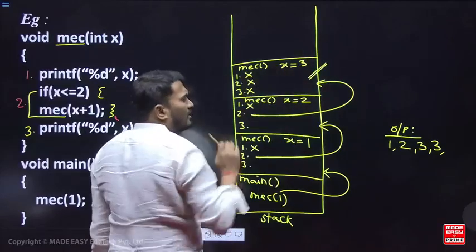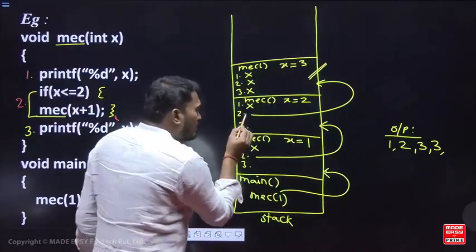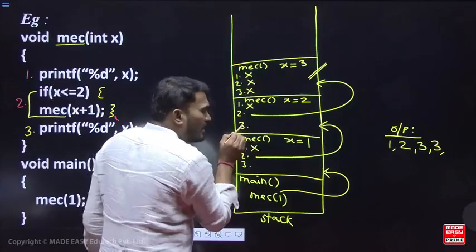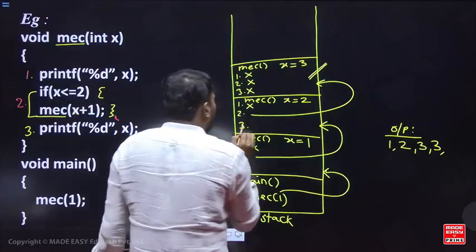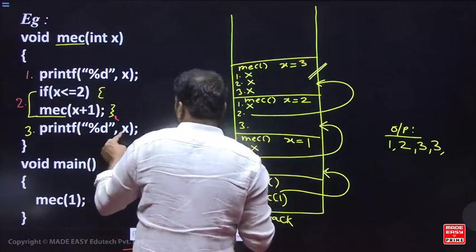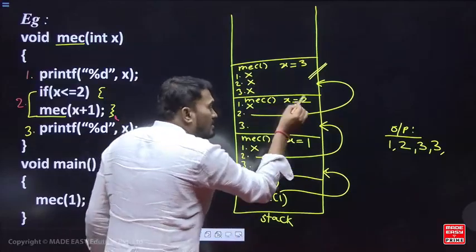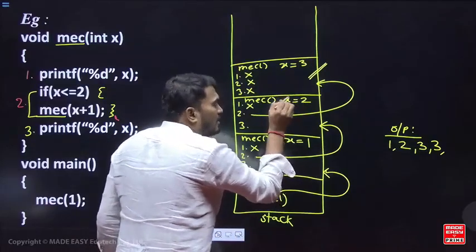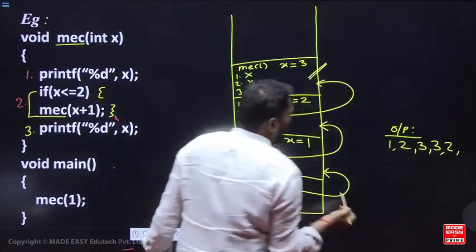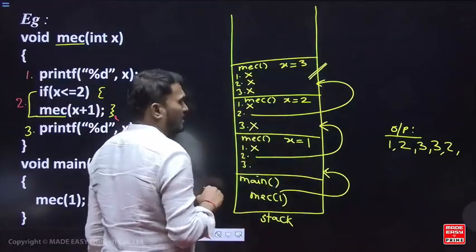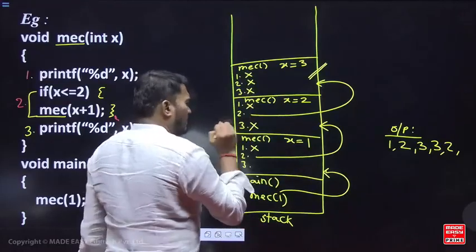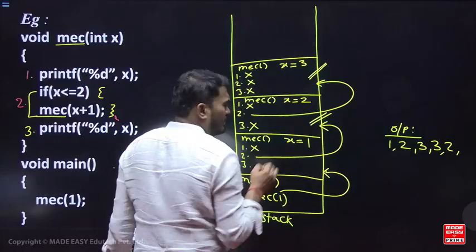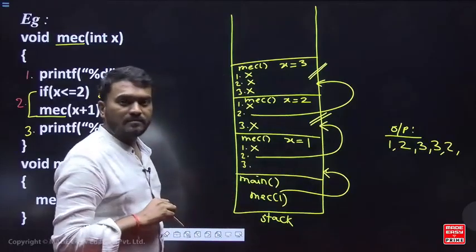Go back to the previous activation record. Now in the previous activation record, what is the statement pending here? Third statement pending. What is the third statement here? Printf %ld x. Now tell me, what is the x value in this activation record? 2. So 2 will be printed next. So now third statement completed. All the 3 statements completed. So this is also deleted from the stack.